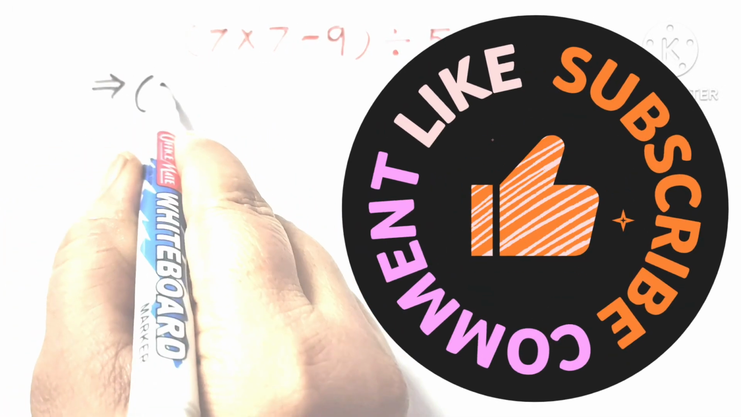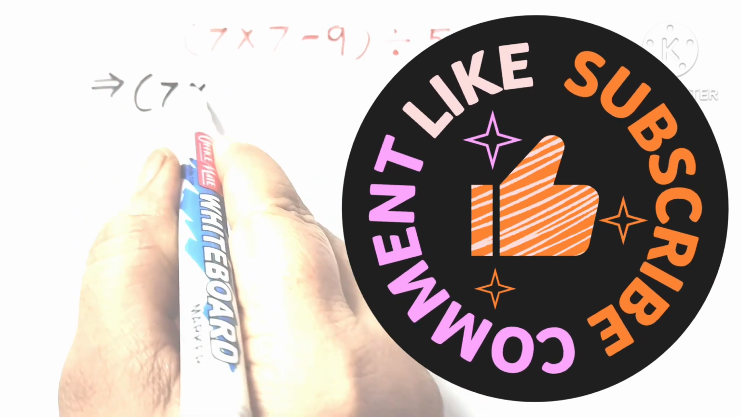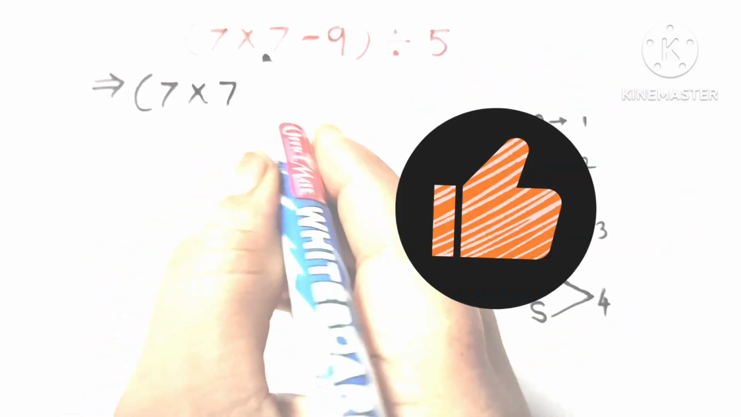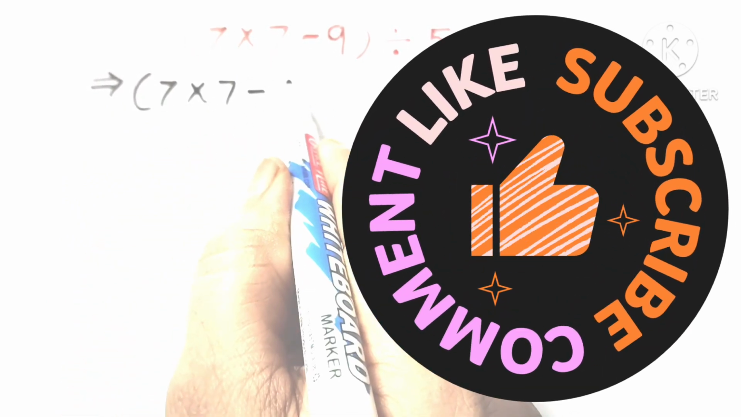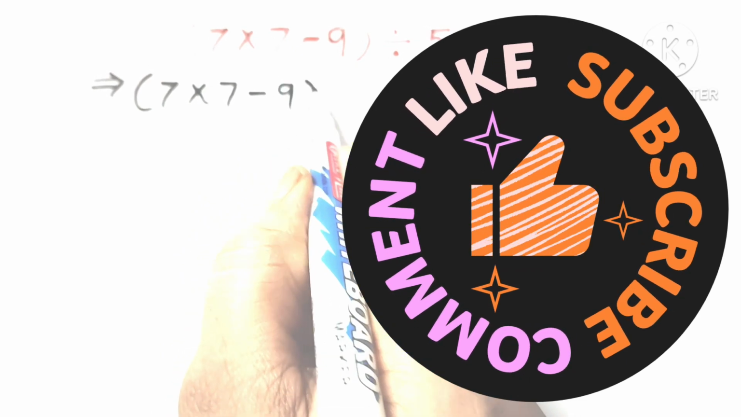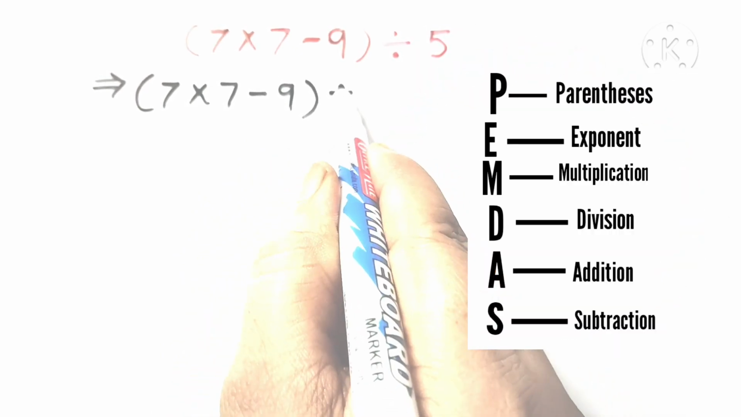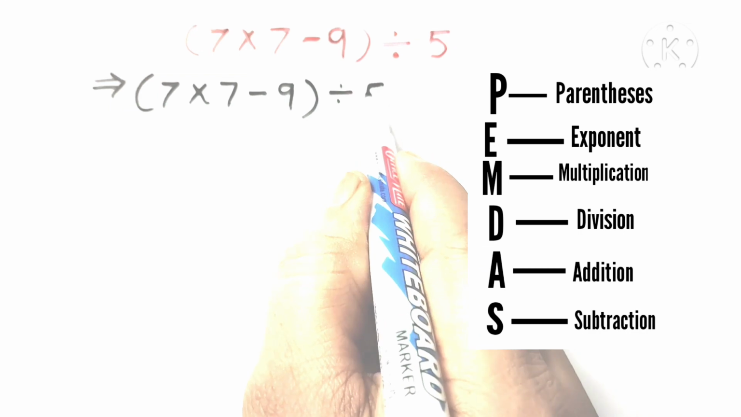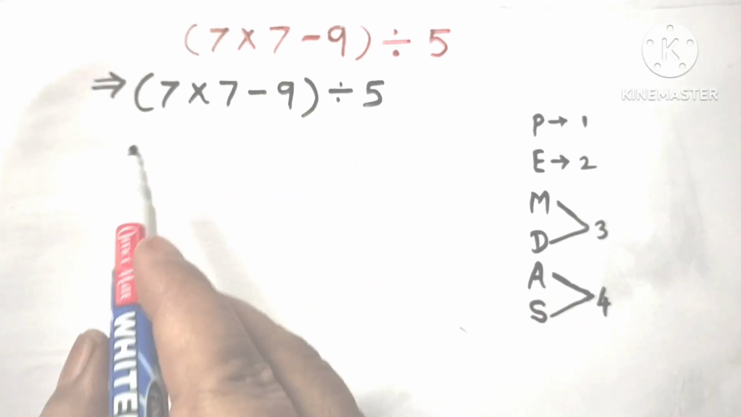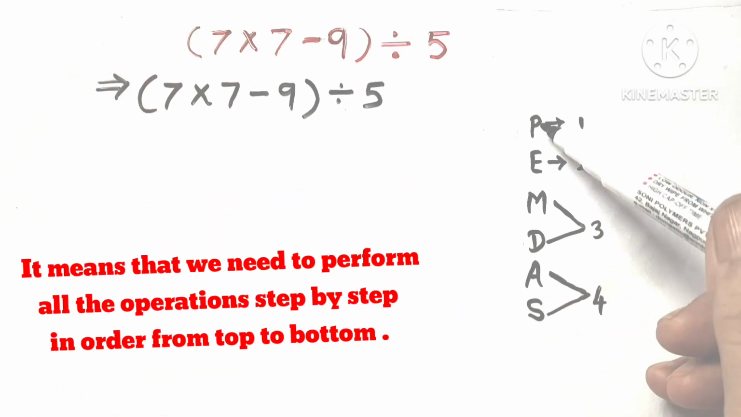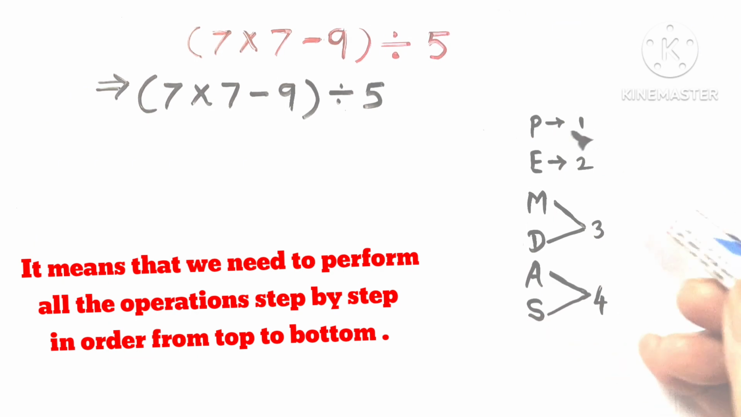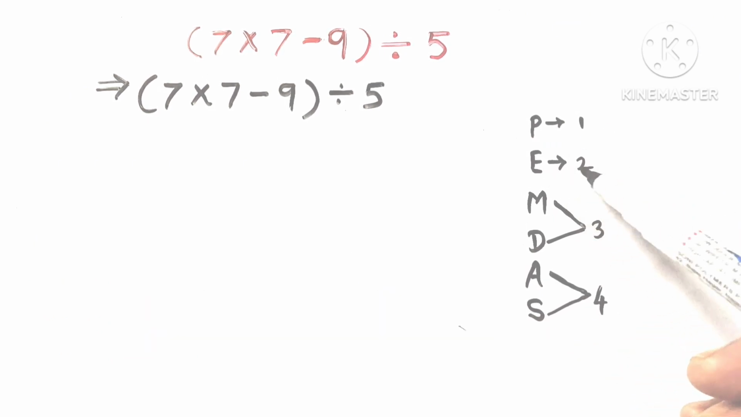(7 × 7 − 9) ÷ 5. It means that we need to perform all the operations step by step in order from top to bottom.